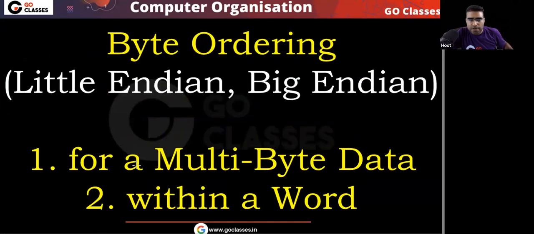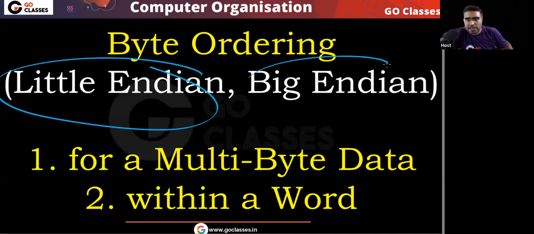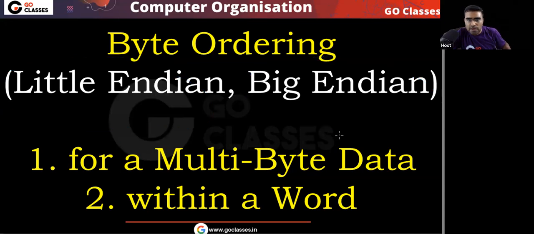Before we do the practice, one small topic I want to teach you. In this byte ordering, I told you that we will study two topics. One is byte ordering for multi-byte data. If you have multi-byte data, for example 2 byte, 4 byte data, integer data which is 4 byte, long int which is 8 byte, then for multiple byte data, how to do the byte ordering? Yes or no? This concept of little Endian, big Endian, we have already seen for multi-byte data.